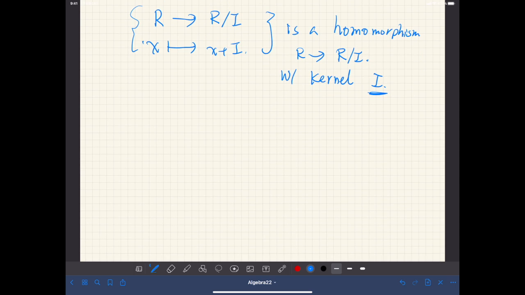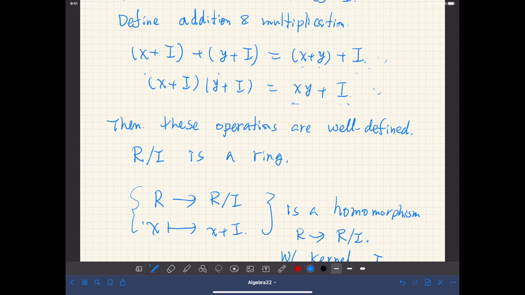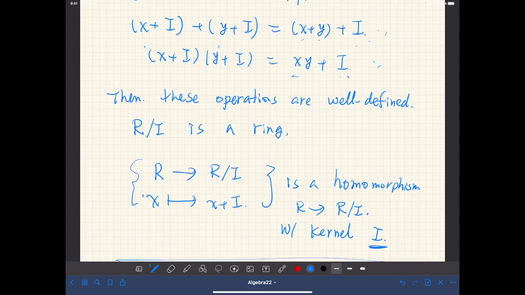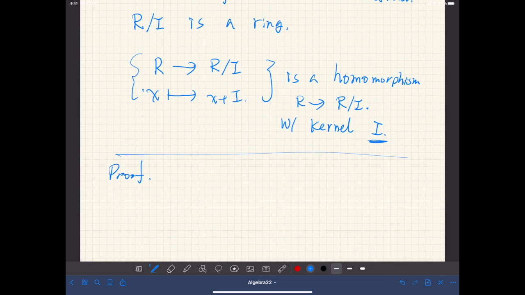Okay, let's prove this. But a ring is an additive group. So as far as addition is concerned, we already know that R by I is an additive group.